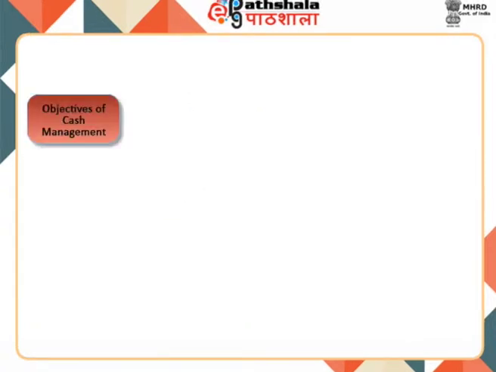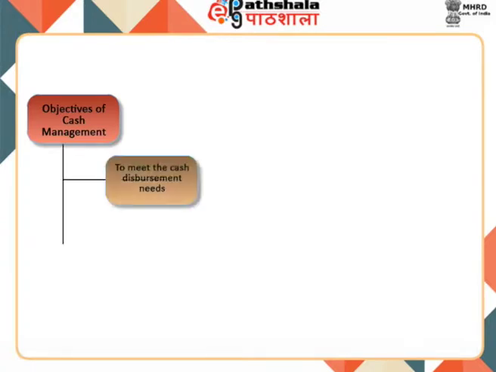The two basic objectives of cash management are: first, to meet the cash disbursement needs. Second, to minimize funds committed to cash balances. Optimum cash balance needs to be maintained by firms, which is neither too high nor too low. If large funds are lying idle, the firm is losing out on money and not earning anything.